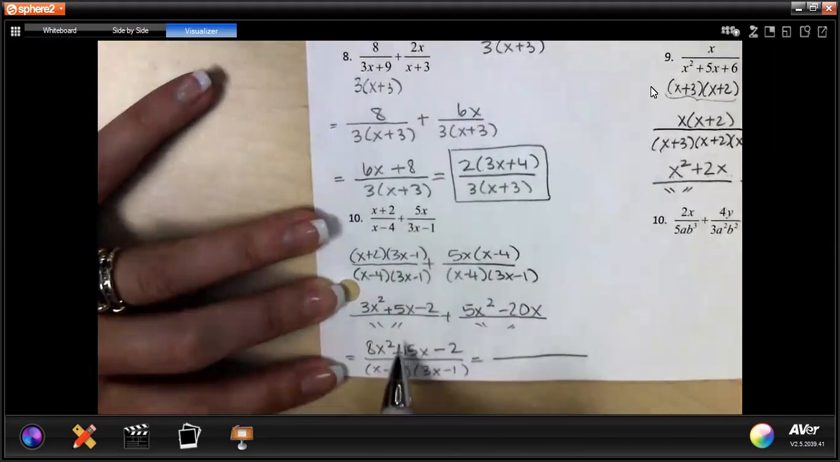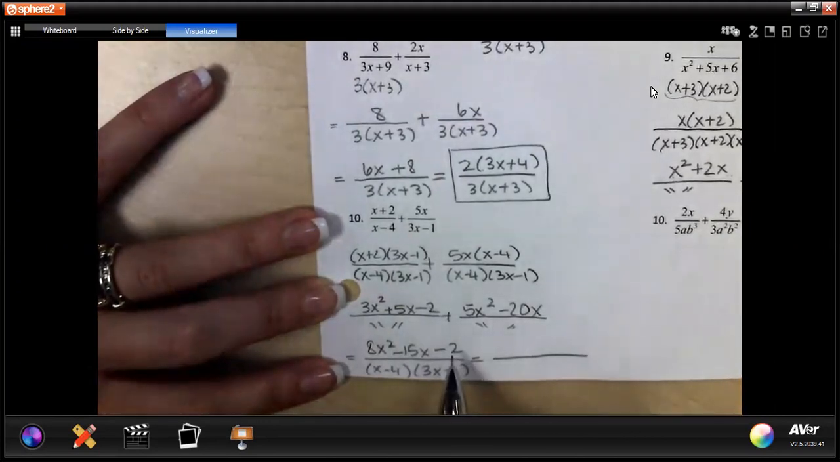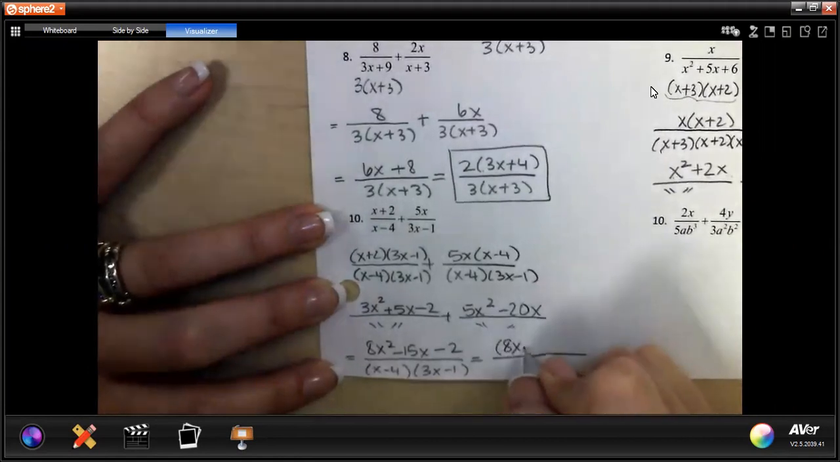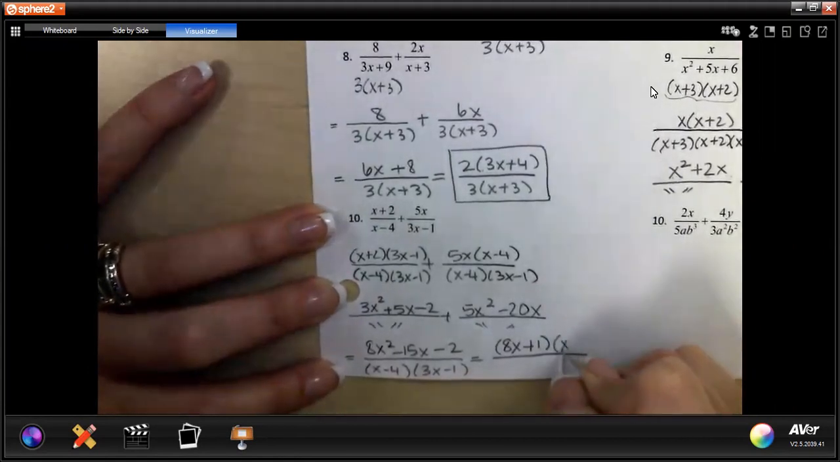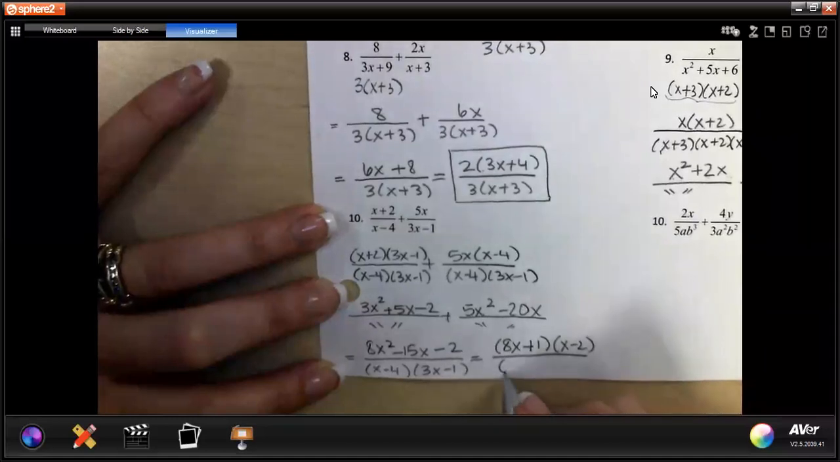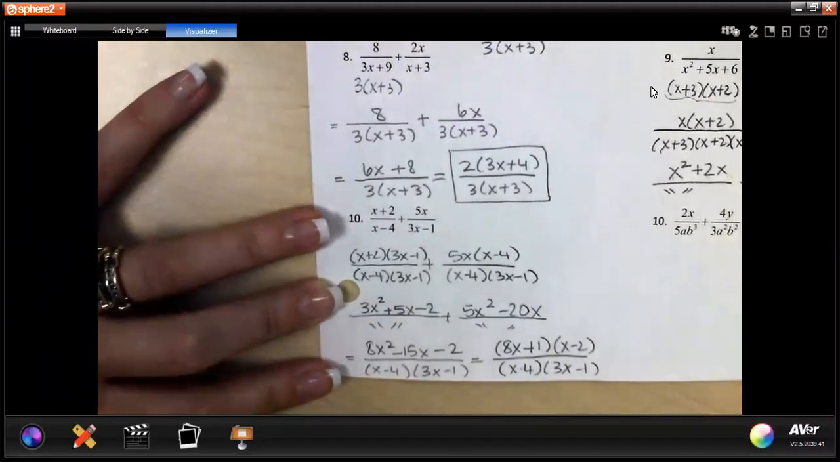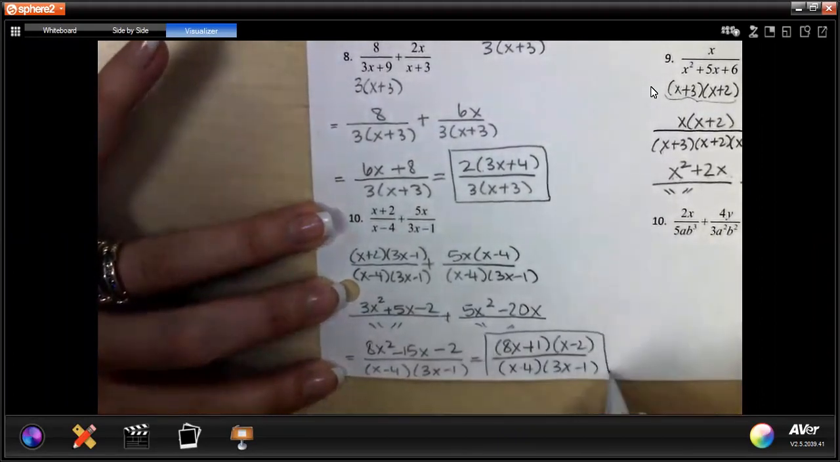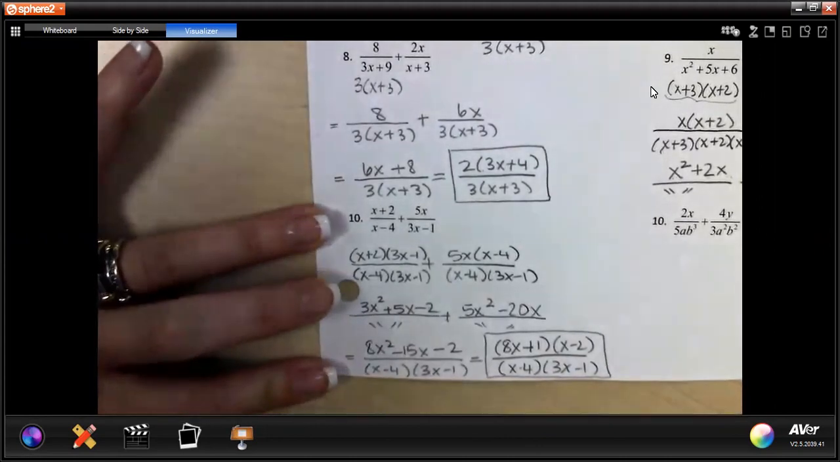Just like with the other ones, if there is something that can factor up here, you're going to want to do that to see if there's anything that cancels. So I factor that out, and I get 8x plus 1 times x minus 2 over x minus 4 times 3x minus 1. There is nothing that cancels here, so that is my final answer. You can only reduce if they're exactly the same factors that will cancel each other out.